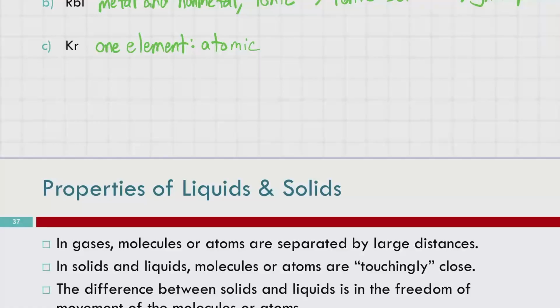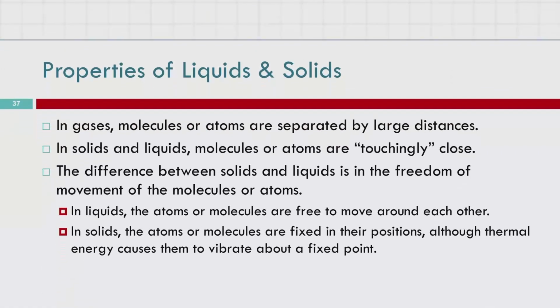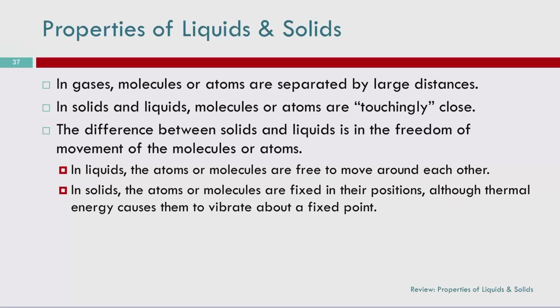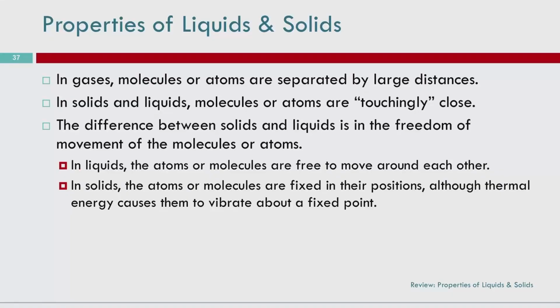Now we're going to talk about our different things, liquids and solids. In gases, our molecules and our atoms are going to be separated by distances. We spent the whole last chapter, chapter 8, talking about gases and how they're separated by distance. In solids and liquids, the molecules or the atoms are touchingly close. We've talked about this before. This is not really new to us. So they're all in contact. They're close enough that they can interact with their neighbors.